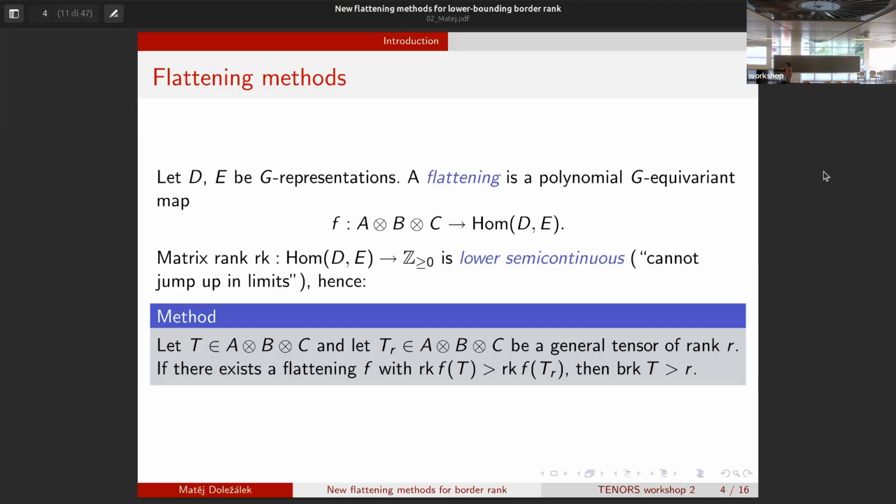I pick a flattening, and I pick a tensor. I want to lower bound the border rank of this tensor, which is usually pretty hard. And I will pick a general tensor of a given rank R. So I will, let's say, sample randomly from a secant variety, and I will compare the ranks of the flattenings that my tensor gets versus what this generic rank R tensor gets. And because of this lower semi-continuity, and I demanded that my flattenings are continuous in the Zariski topology because of the polynomiality, I know that if I happen to find any one flattening where my tensor beats the generic rank R tensor, then my tensor must have had strictly larger border rank than R. Okay?